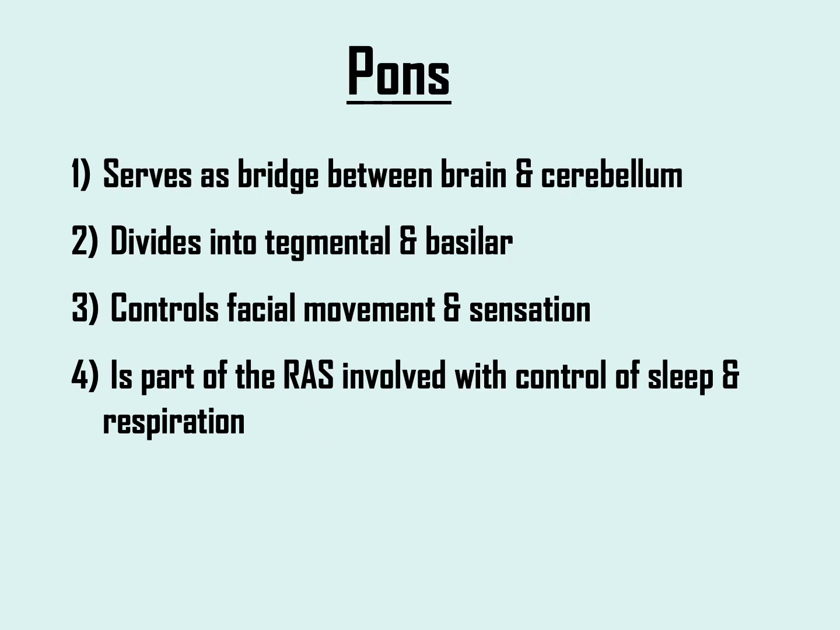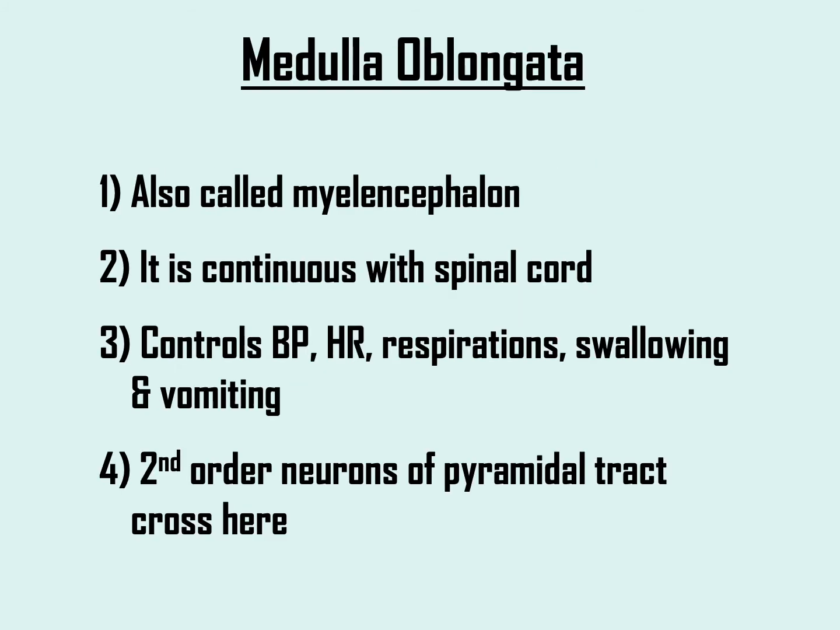The pons. It's the middle portion of the brainstem. The medulla oblongata, also called the myelencephalon. It's the lowest part of the brainstem, and it's continuous with the top of the spinal cord at a place called the foramen magnum. It controls blood pressure, heart rate, respirations, swallowing, and vomiting.